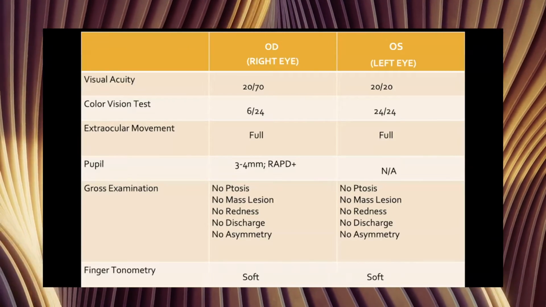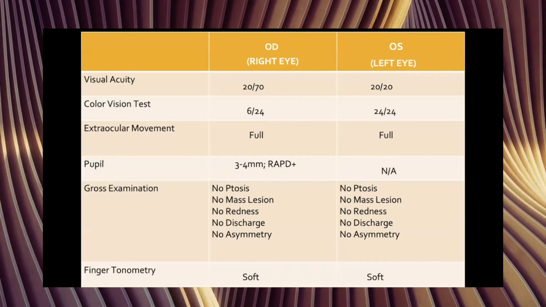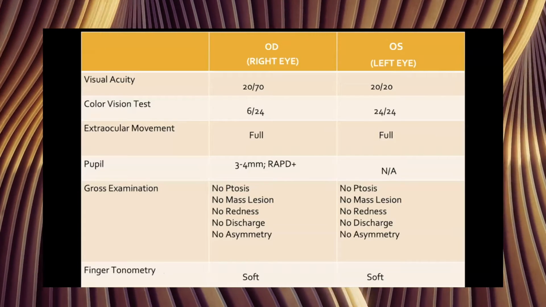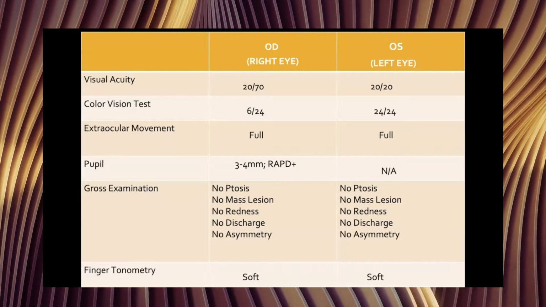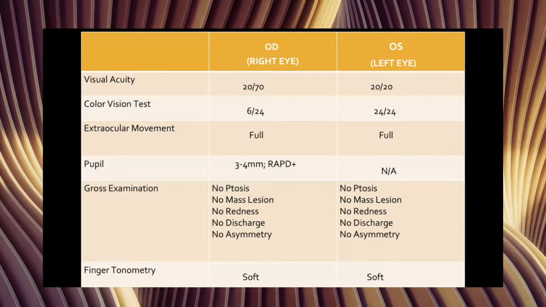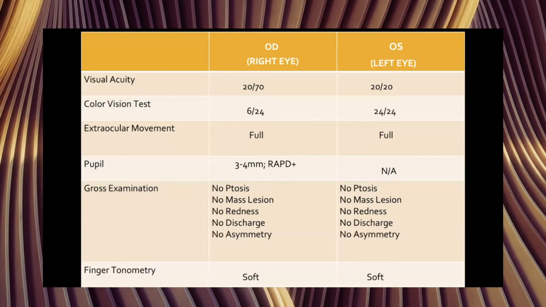In physical examination, if we see visual acuity, the visual acuity of the right eye is 20/70, but in the left eye, it's 20/20. In color vision test, it is found to be 6/24. In left eye, it's 24/24. Extraocular movements were full in both the eyes.